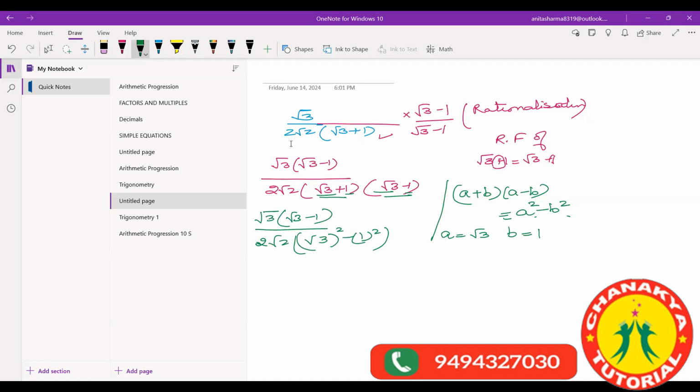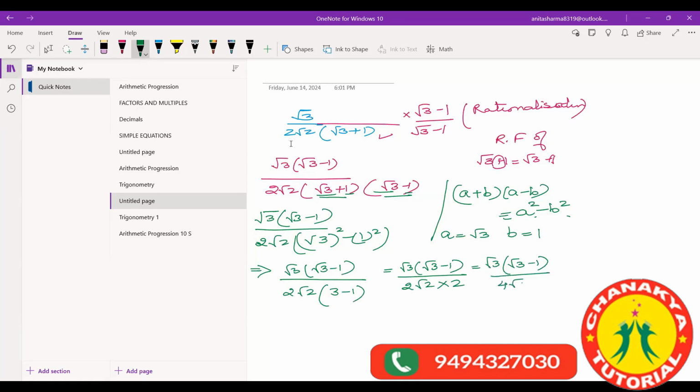Okay. So now, root 3 into root 3 minus 1 upon 2 root 2. Now, root 3 square is 3 only. So, root 3 into root 3 minus 1 upon 2 root 2. 3 minus 1 is 2. So, you will write root 3 into root 3 minus 1 upon 4 root 2.